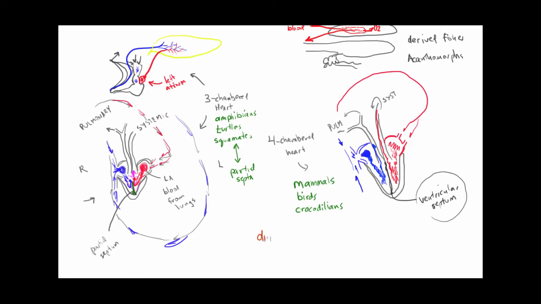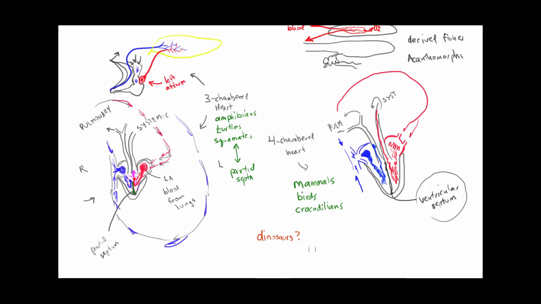Now, what about the dinosaurs? And by this I mean the non-avian dinosaurs, because obviously birds have four-chambered hearts. What does the existence of four-chambered heart anatomy in both birds and crocodilians suggest about the character state for all of the dinosauria? Okay.